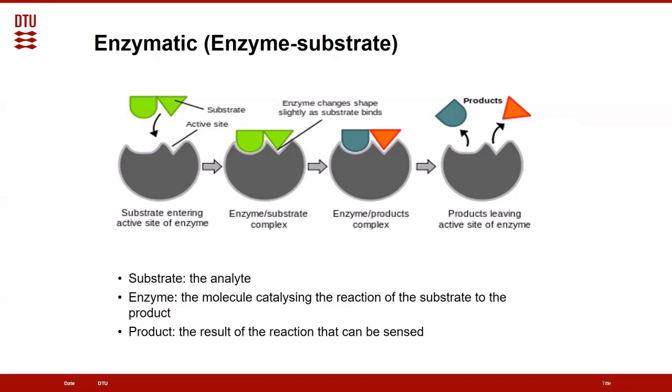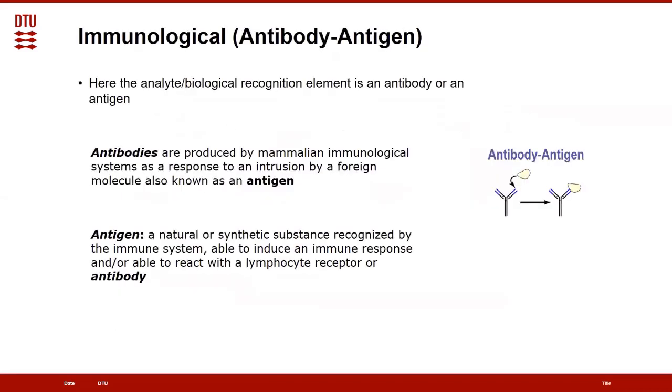The immunological or antibody-antigen sensor works slightly differently. Here is the analyte, and the biological recognition element is an antibody, or it can be an antigen. The antibodies are what is produced by the mammalian immune system as a response to an intrusion by a foreign molecule, also known as the antigen. So the antigen is often the foreign molecule. The antigen is a natural, or it can be a synthetic, substrate recognized by the immune system, able to induce an immune response or to react with a receptor or the antibody.